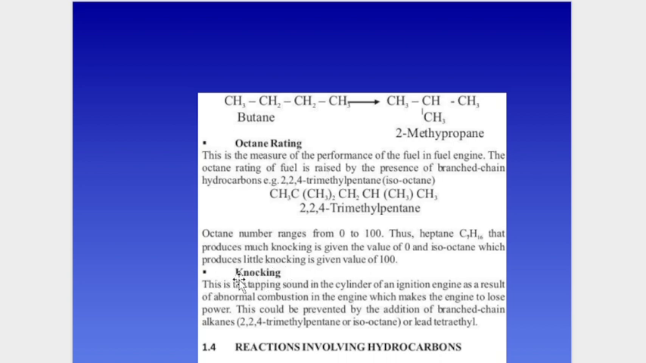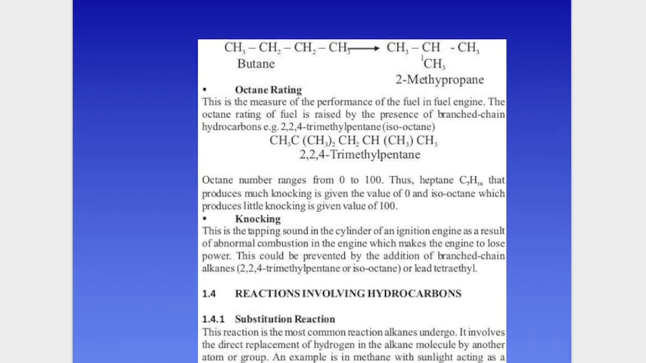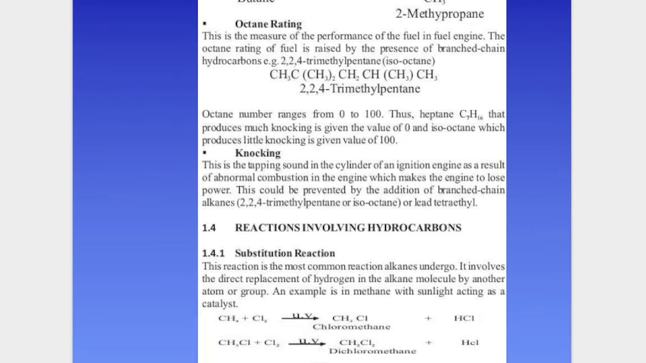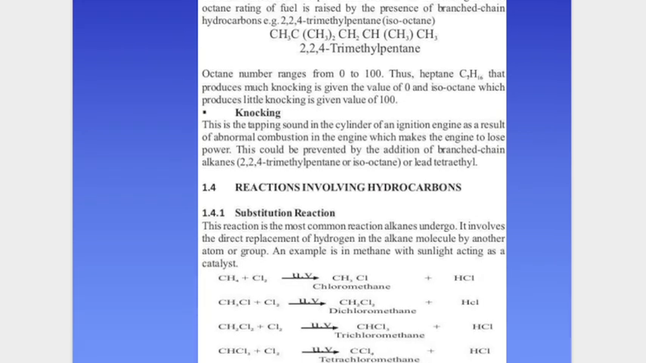So what is knocking? This is the tapping sound in the cylinder of an ignition engine as a result of abnormal combustion in the engine, which makes the engine lose power. This could be prevented by addition of branched chain alkanes, that is your isooctane, or tetraethyl lead. So have that in mind, that if you want to prevent knocking, just introduce your tetraethyl lead or improve the quality of your petrol by increasing the branching. And as I said, increasing branching is basically referred to as reforming.